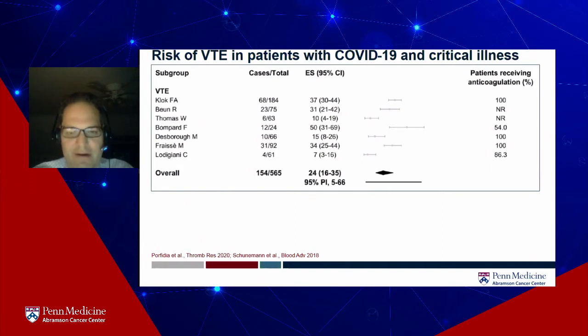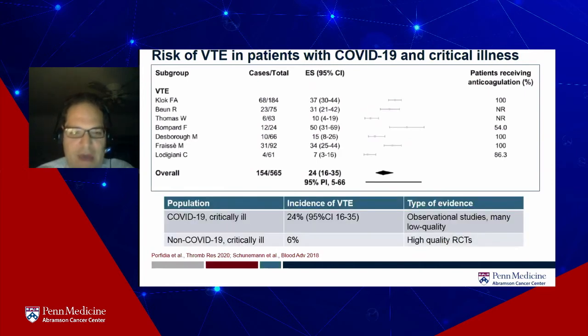So is the risk greater in critically ill patients with COVID-19 than in their critically ill non-COVID-19 counterparts? And so the best available evidence we have would suggest the answer is yes. We know from meta-analyses of high-quality clinical trials that the incidence of breakthrough venous thromboembolism in critically ill non-COVID-19 patients, despite the use of prophylactic anticoagulation, is about 6%. And as I told you, the incidence we found in COVID-19 patients is 24%. So if you just look at the numbers, you say, boy, it looks like COVID-19 patients with critical illness have a several-fold higher risk of VTE than their non-COVID-19 counterparts.